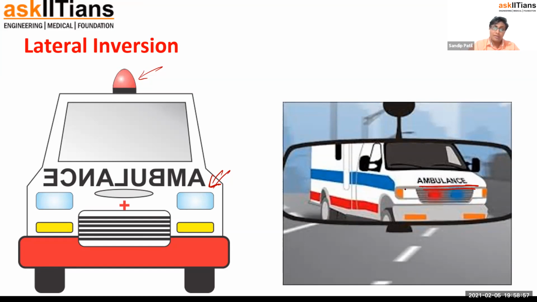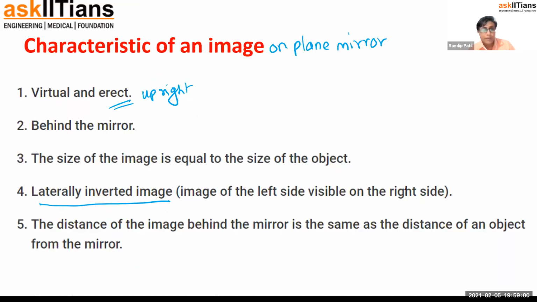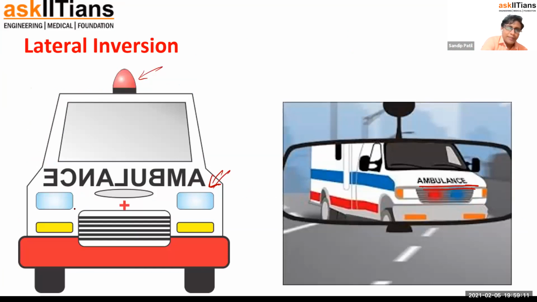Because there is one property we have studied. What was the property? That the mirror is inverting the image. Lateral inversion. Right becomes left, left becomes right. Similarly, if the letters are written like this, they are going to get laterally inverted. So in the mirror, you are going to see the exact word ambulance as it should be. And that is the reason for the ambulance. So whenever you see an ambulance, just observe that it is not written in straightforward words, but it is written like this.